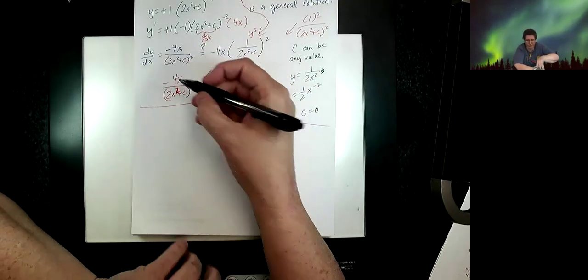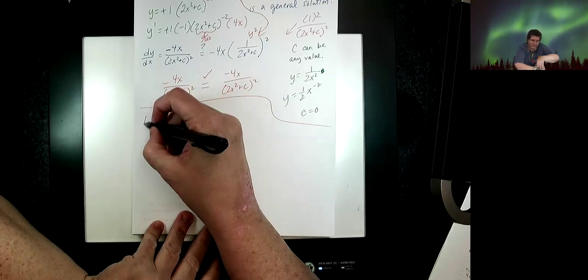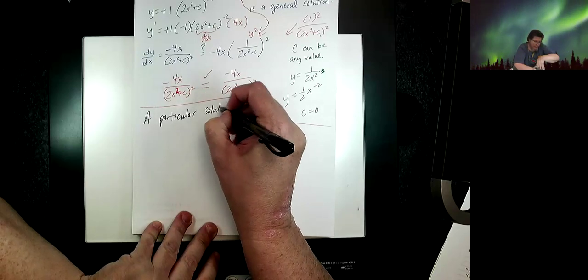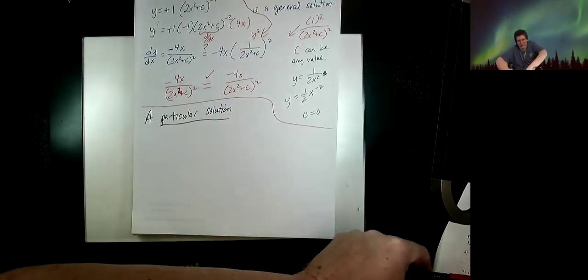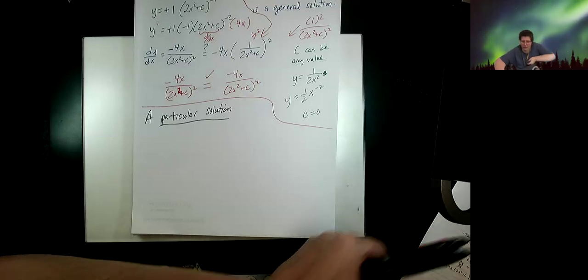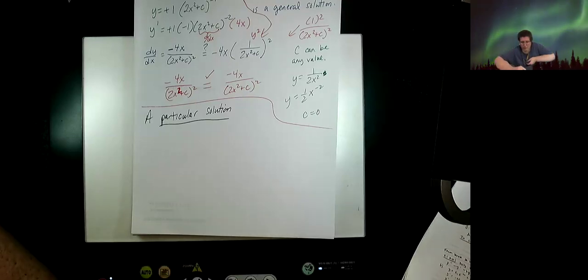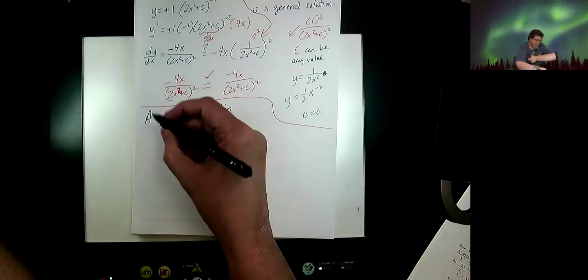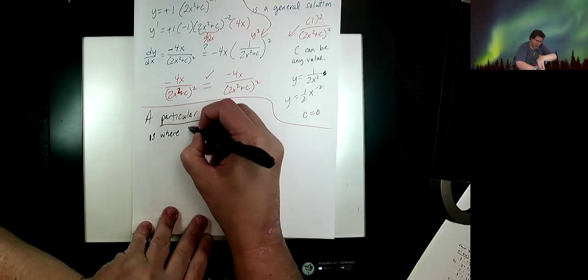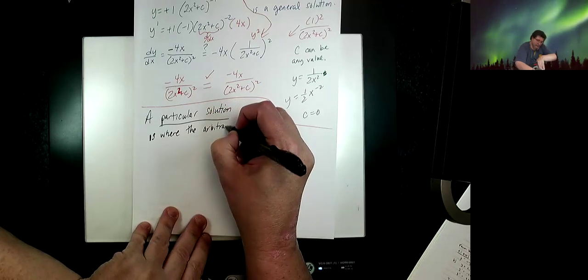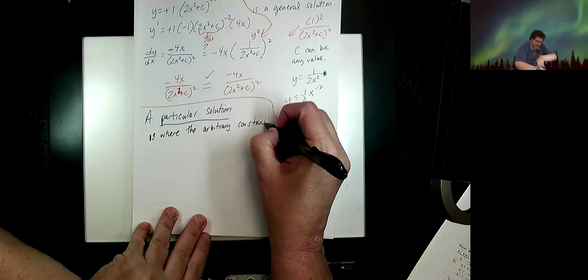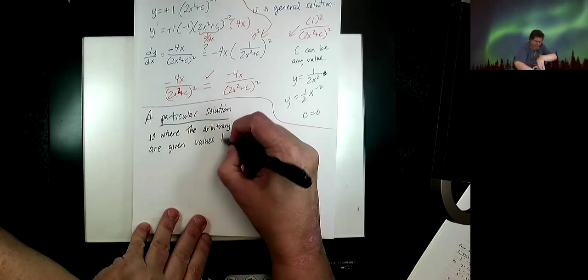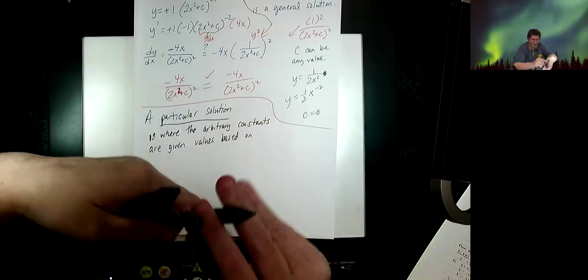A particular solution is where the arbitrary constants are given values, based on something called initial conditions.